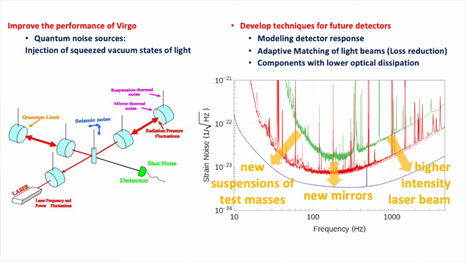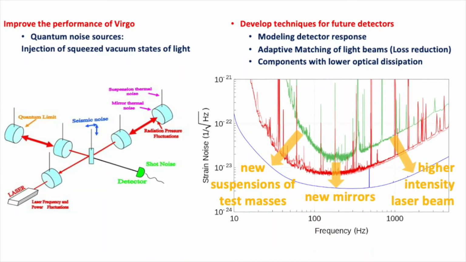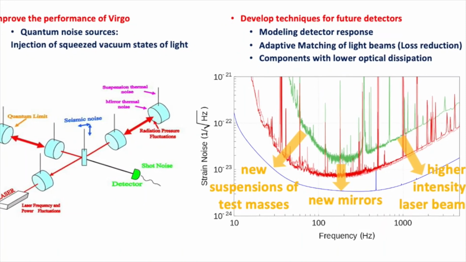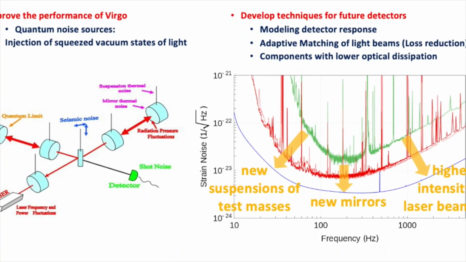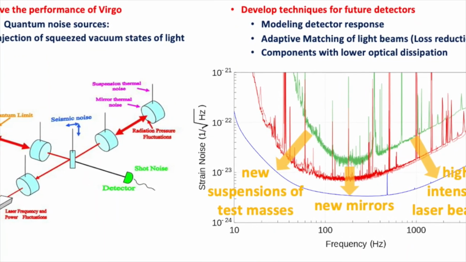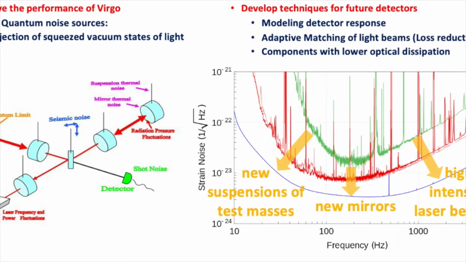The group in Trento is part of the worldwide LIGO Virgo collaboration. It is in charge of developing new techniques aimed to sense and reduce the optical losses. Once these techniques are proven for Virgo, they can be extended to the Einstein Telescope.